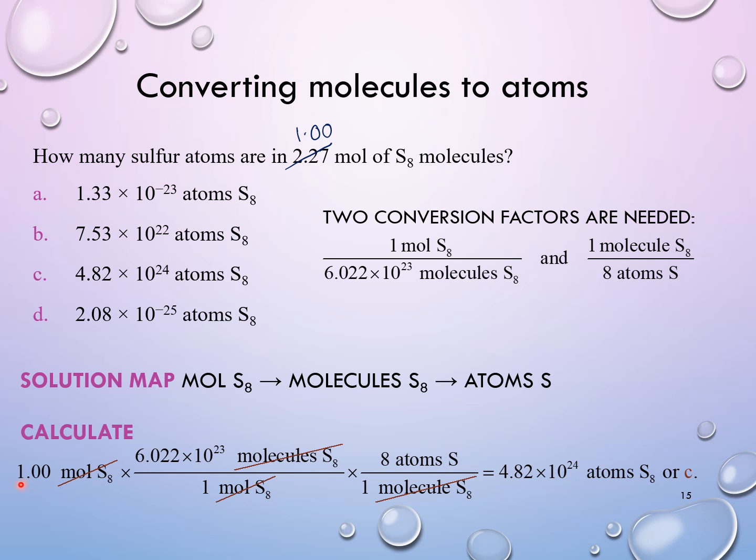So we do 1 mole of S8, use Avogadro's number, cross off the moles of S8, and we get molecules of S8, and then know that 1 molecule of S8 has 8 atoms of sulfur. And that's how you will get the answer 4.82 times 10 to the power 24 atoms of sulfur, or in this case, C.